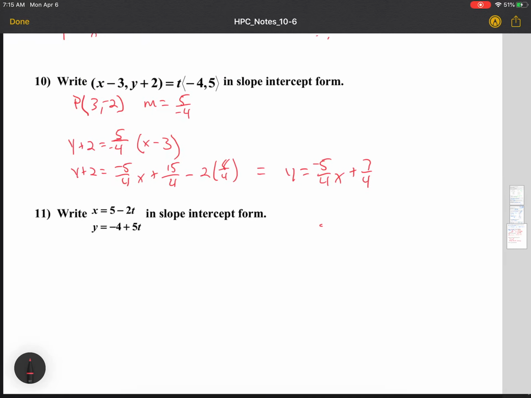Now we're going to keep going on down to 11. This is our last one. We're going to write these parametric equations in slope-intercept form. I like to do this the same way we did it in chapter 1: we can solve one equation for t and plug it into the other. Because we already have y equals, I'd like to do that to the x. If I take this equation down here, that's the same thing as x minus 5 over negative 2 equals t. We can take our y equation and plug that right on in.